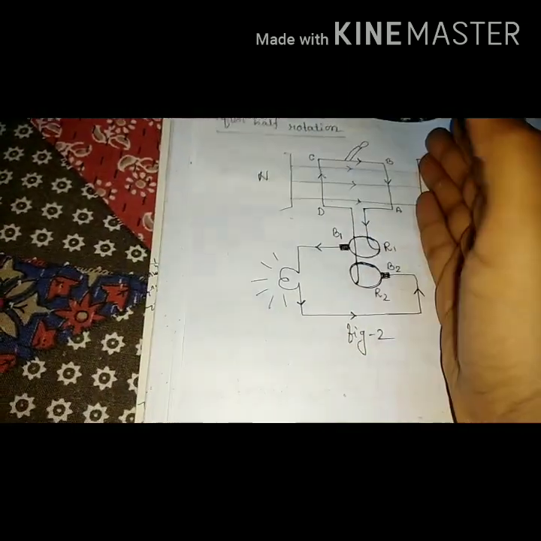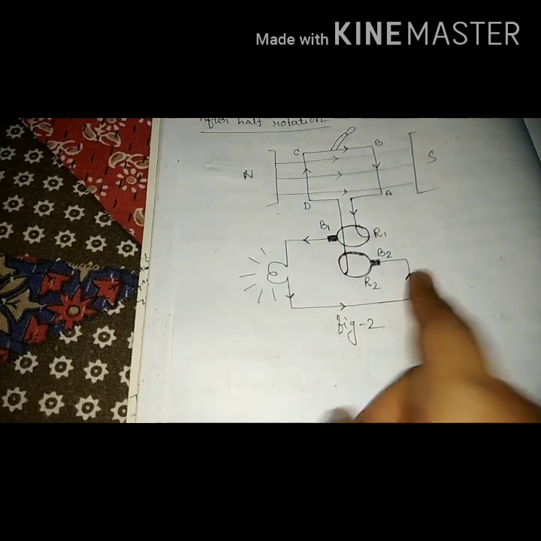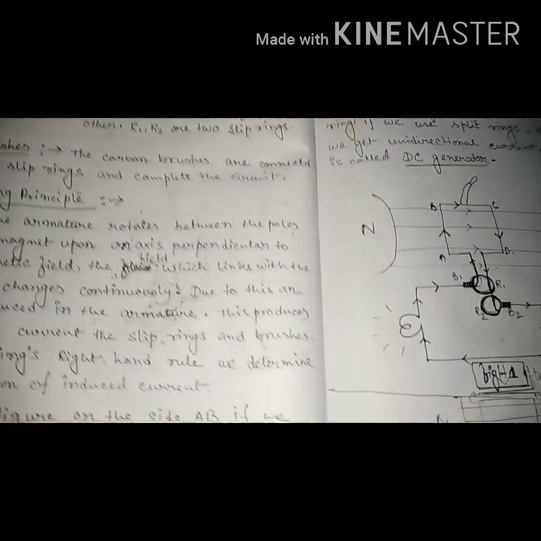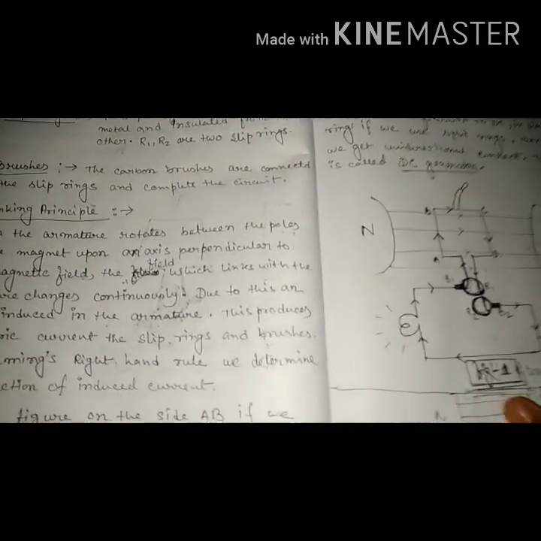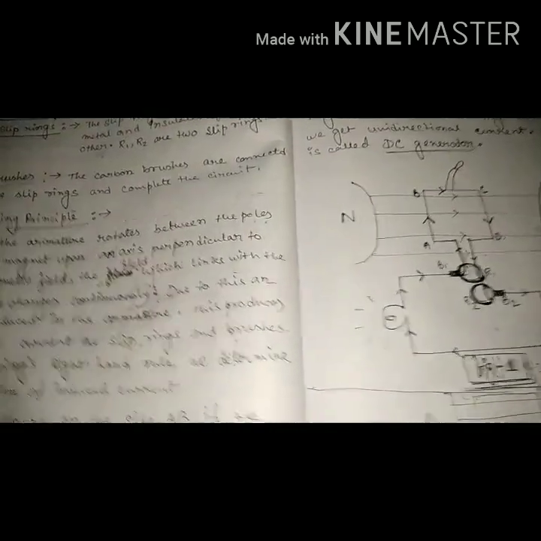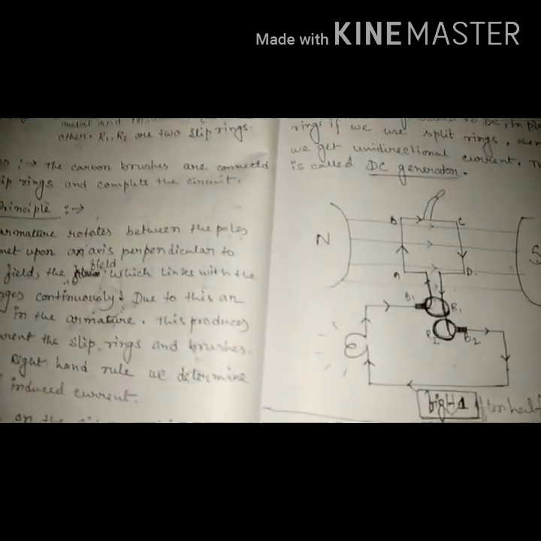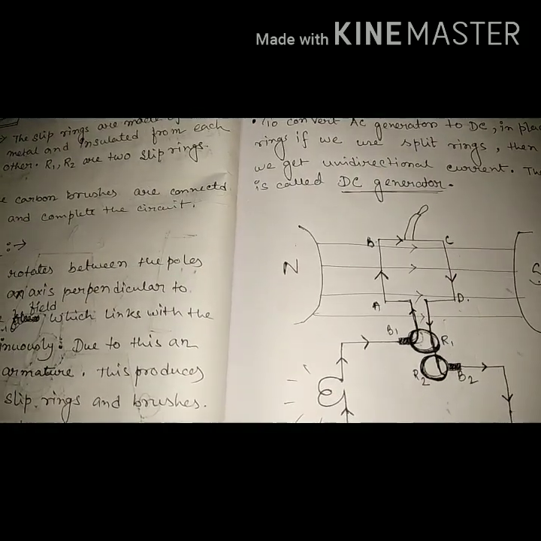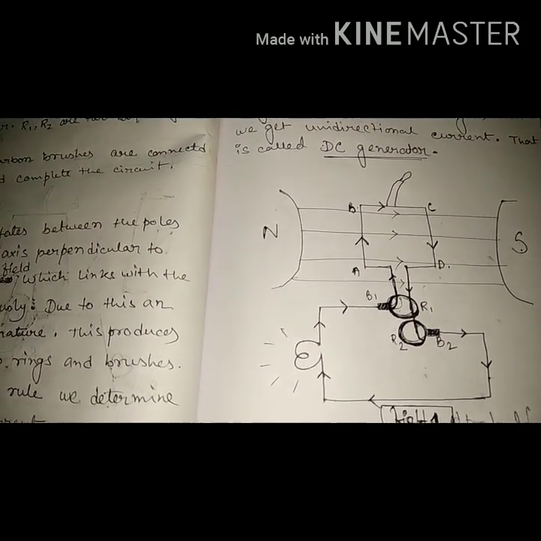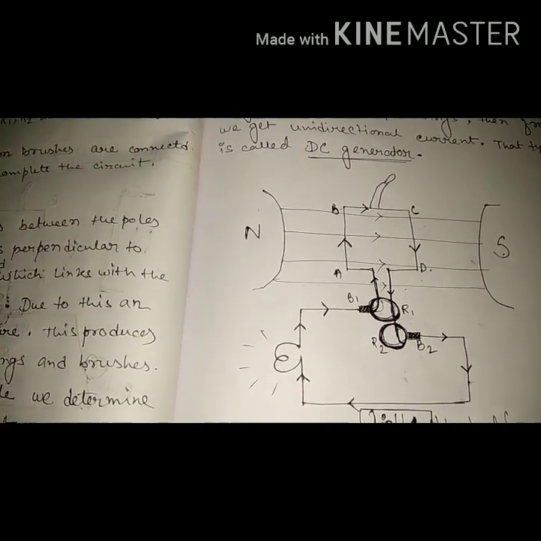Then again after this rotation, AB will come to this side and CD will come to this side. So again the direction of current will change. This direction is opposite, which means the first one will come. So after a certain interval of time, the current will change its direction. So this generator is called an AC generator.